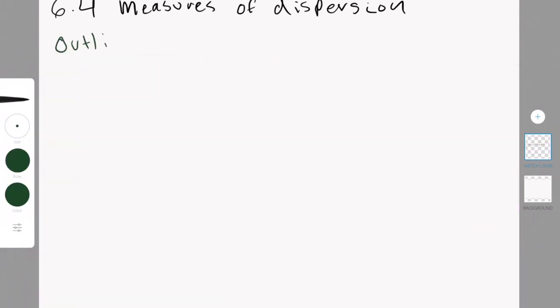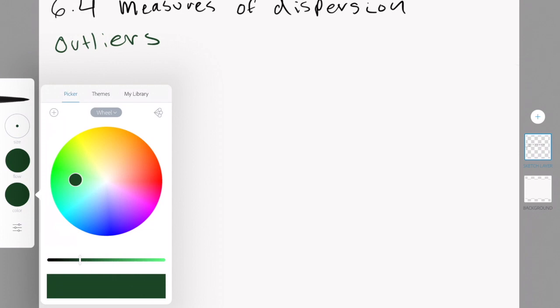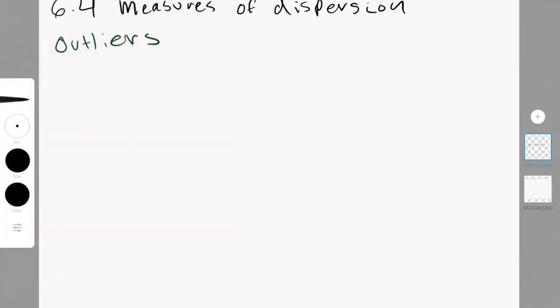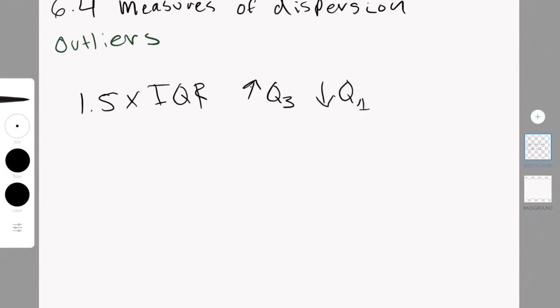Extreme values are called outliers. To find outliers, take 1.5 times the interquartile range, and then take that value and add it to the upper quartile or subtract it from the lower quartile. If you have any values that are higher or lower than those numbers, they are outliers. And these may or may not be removed from your data.